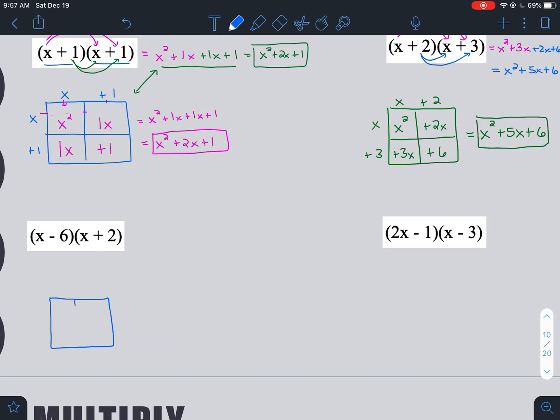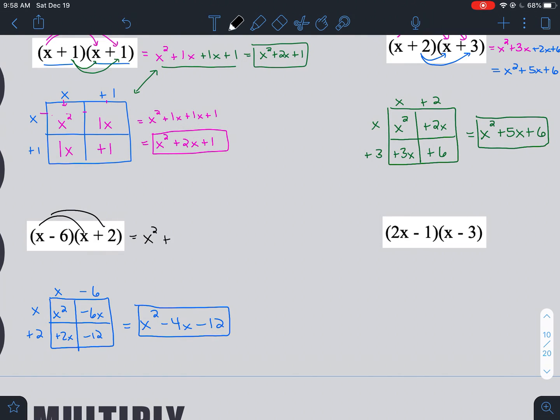Next one, x minus 6 times x plus 2. Let's do the box method first. So x minus 6 and x plus 2. X times x is x squared. X times negative 6 is negative 6x. X times 2 is 2x. 2 times negative 6 is negative 12. And if you combine like terms, negative 6x plus 2x is negative 4x, and then minus 12. So we get x squared minus 4x minus 12.